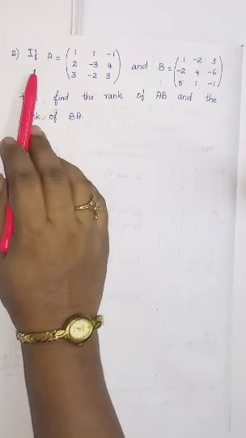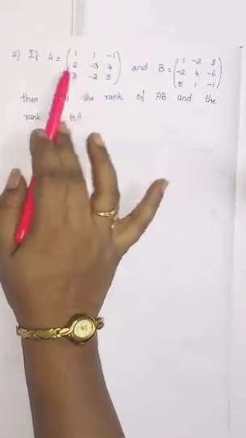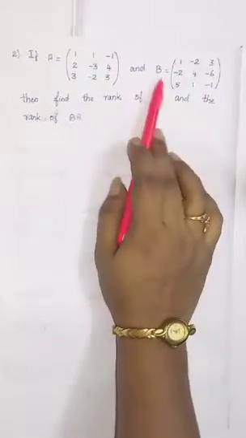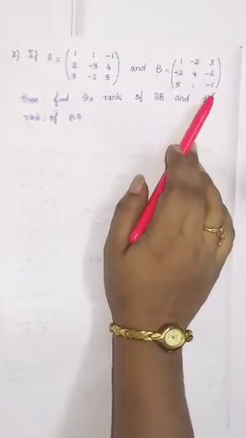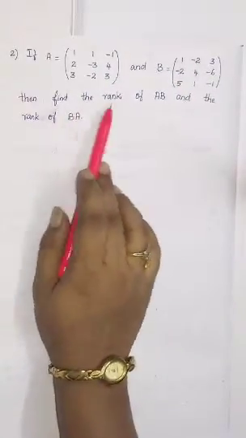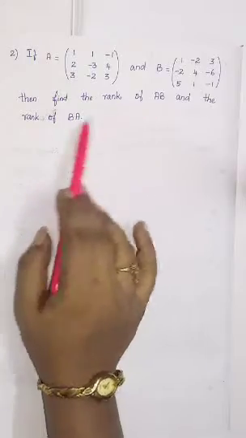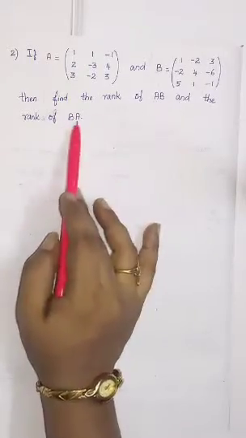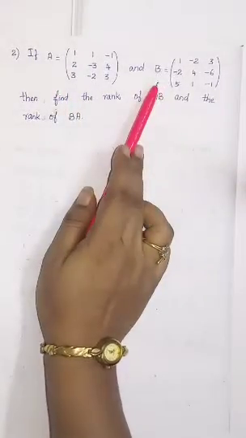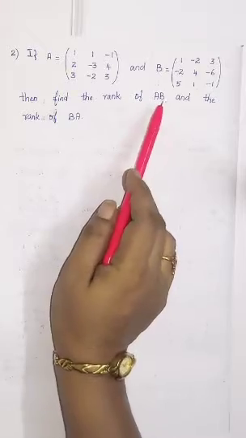Second question. If A is a 3 by 3 matrix, and B is another 3 by 3 matrix, then find the rank of AB and the rank of BA. So before finding the rank of AB and BA, we'll have to find AB and BA. A is given and B is given, so we'll have to find the multiplication of A and B, okay.